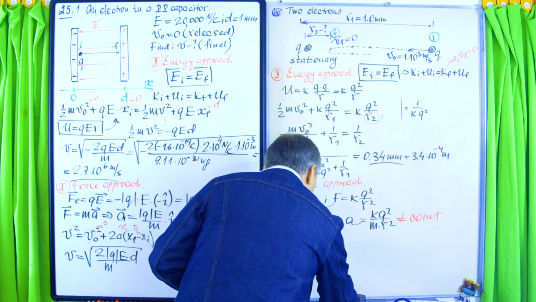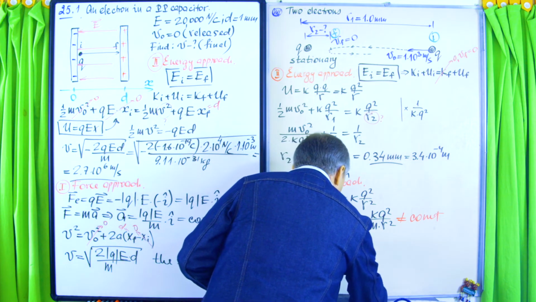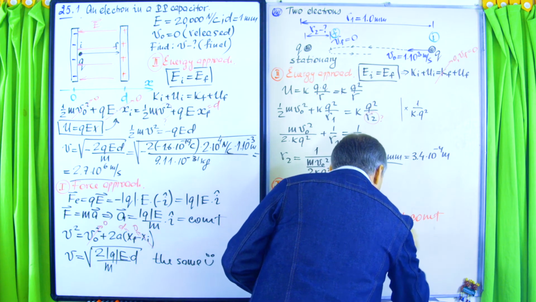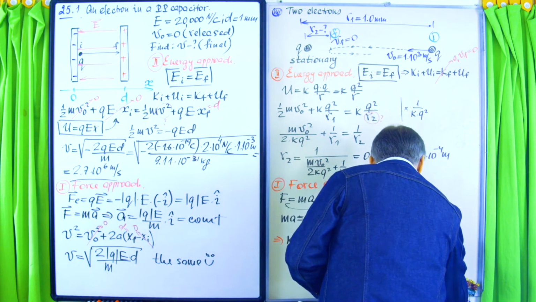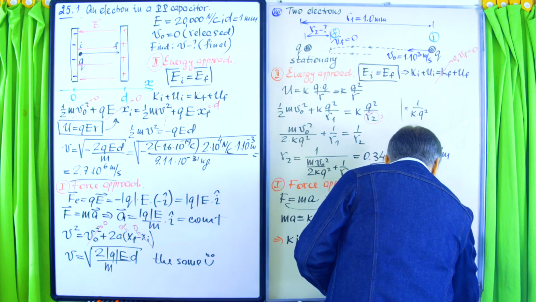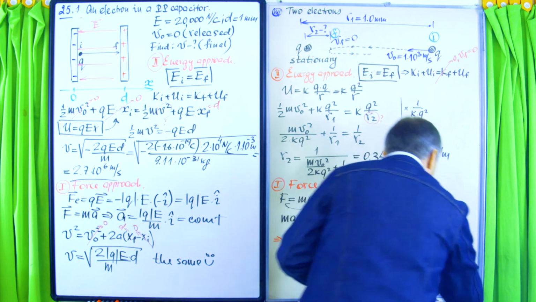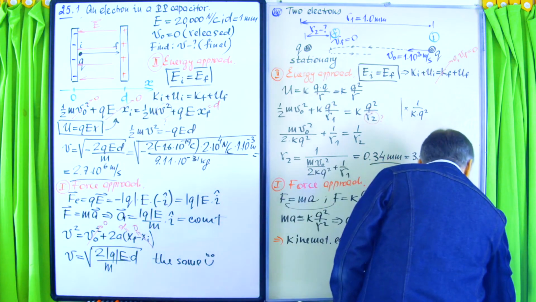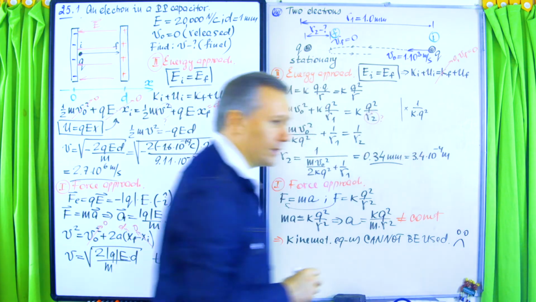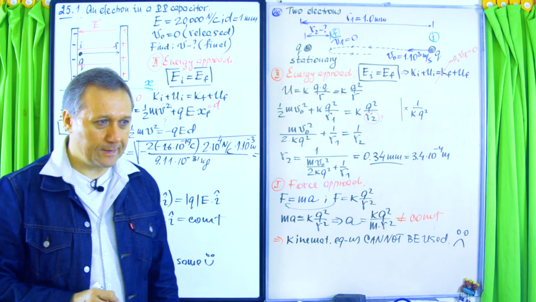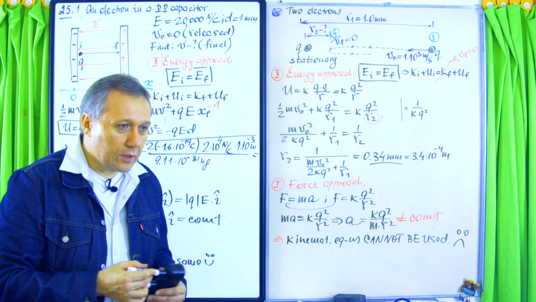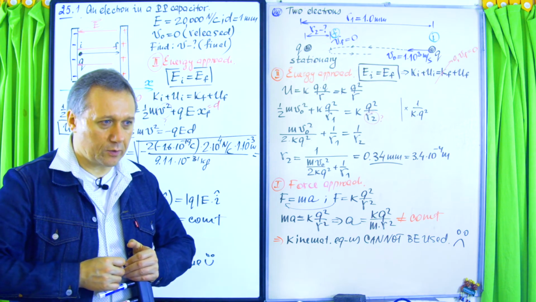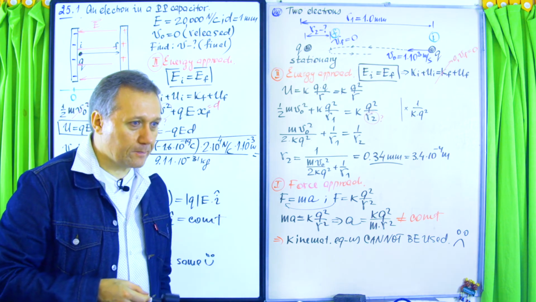Kinematic equations cannot be used. Okay, of course I need to express my emotions. Of course it's a sad face, right? Kinematic equations cannot be used. But so what can be done in this case if kinematic equations cannot be used? So what's the approach?